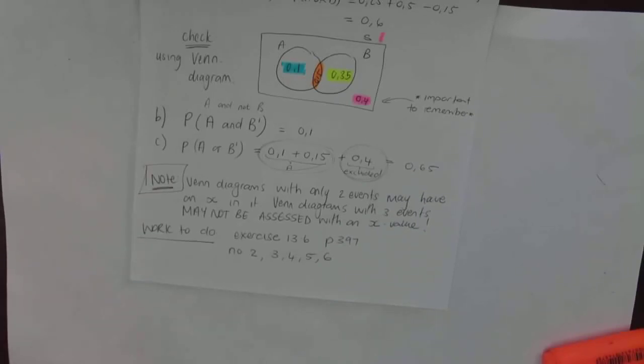Your last exercise for probability is exercise 13.6. That's on page 397, number 2, 3, 4, 5, and 6. The last 2 days for this term, we're going to look at some graph interpretation questions. I will see you tomorrow, and we will look at parabolas and straight lines on the same Cartesian plane.